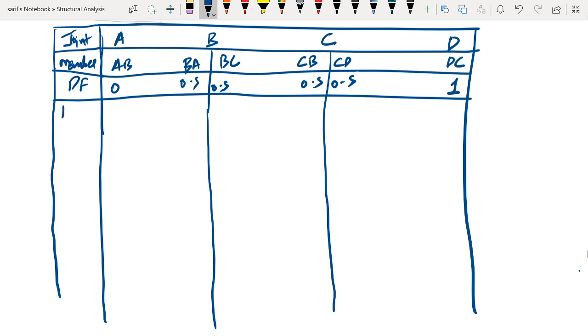Next column is our fixed end moment. If we look into the fixed end moments, AB was minus 133.3, this was plus 133.3, and this was minus 112.5, this was plus 37.5. Here the values were minus 100 and this was plus 100. So these were the values here.